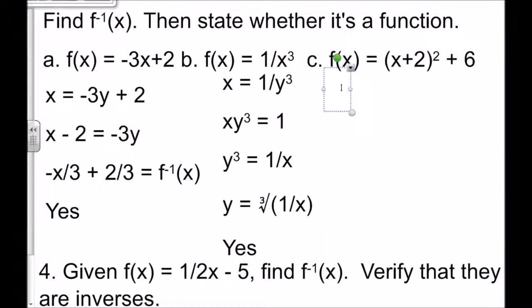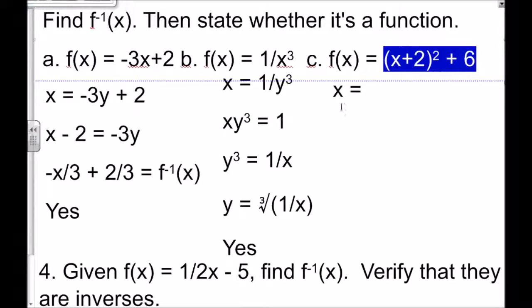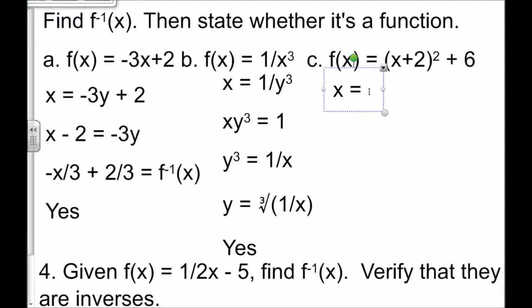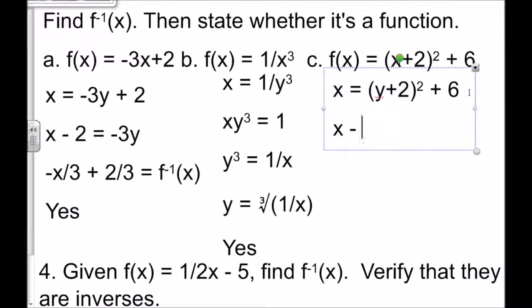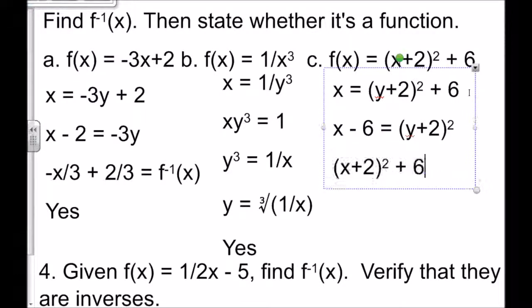X equals, you know what? Why don't I copy and paste instead of reinventing the wheel every time? So x equals (y plus 2) squared plus 6. Subtract the 6. X minus 6 equals (y plus 2) squared.